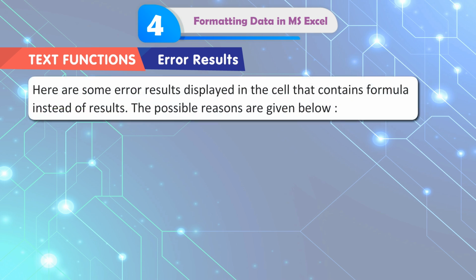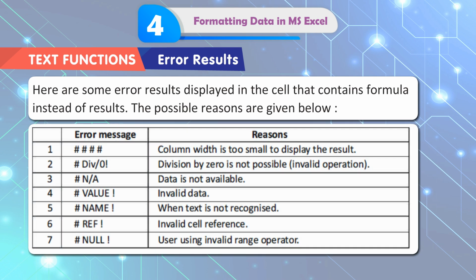Error results. Here are some error results displayed in the cell that contains a formula instead of results. Possible reasons are given below. Error message and reasons. 1. ####: column width is too small to display the result. 2. #DIV/0!: division by 0 is not possible, invalid operation. 3. #N/A: data is not available.